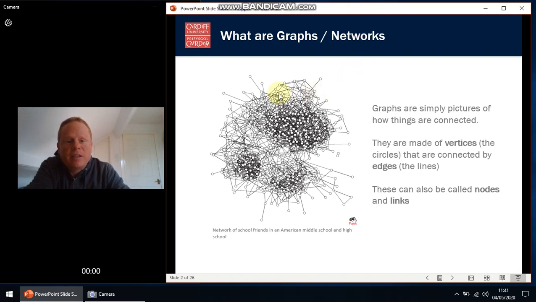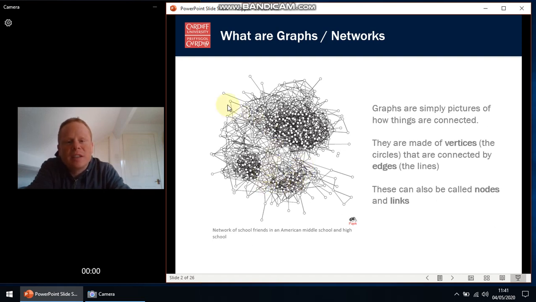So here we have, as an example, a social network made by a middle school and a high school. You can see each circle here is a person, and we have lines between people if they have specified that they're friends with one another. And you can see here we have some clusters. So here we have the middle school students, and here we have the high school students. So there is certainly more links between students in the same school, but there's also links between them as well.